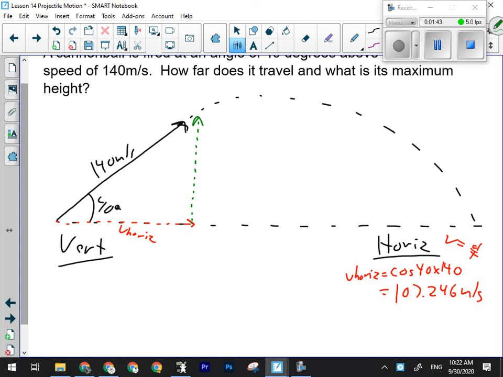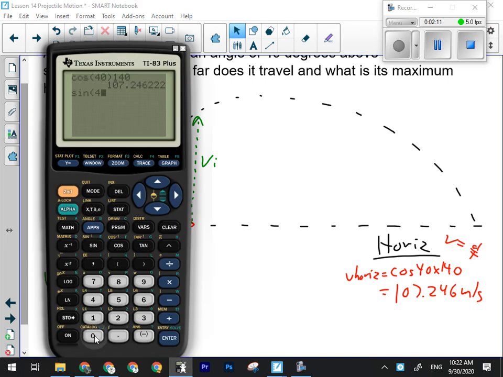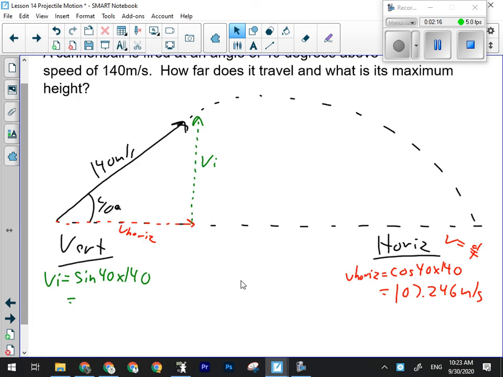What does it represent? Remember, this is the instant that the cannonball is fired. VI, exactly. It represents the vertical initial velocity. So I'm going to get that by going sine of 40 times 140. So 89.99 meters per second, and that's going to be up.